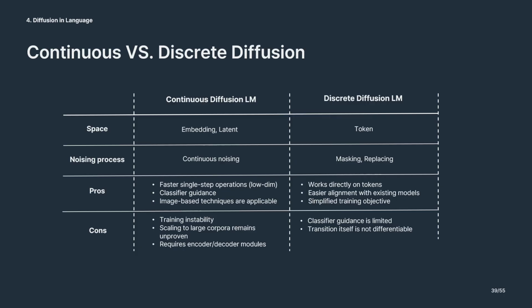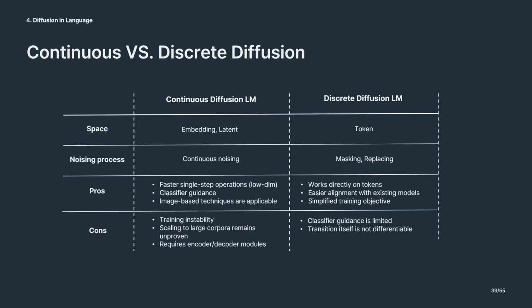To wrap up, let's compare the two major approaches to diffusion language models, continuous and discrete. First, consider the space in which diffusion operates. Continuous models add noise in a continuous domain like the embedding or latent space. In contrast, discrete models apply diffusion directly in the token space, without converting tokens into continuous vectors. Next, look at the noising process. Continuous models inject Gaussian noise over time. Discrete models apply symbolic corruption such as masking, shuffling, or replacing the tokens.